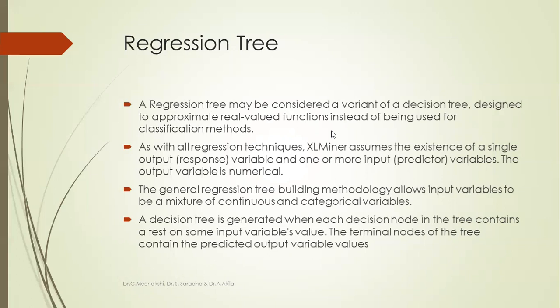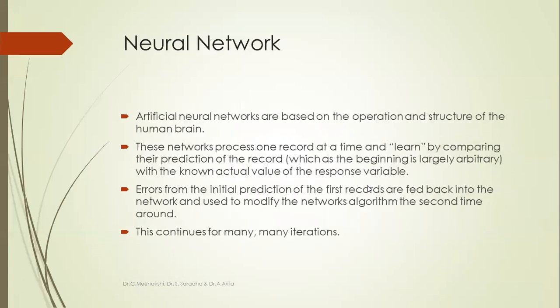As with all regression techniques, Excel Miner assumes the existence of a single output variable and one or more input variables. The output variable is numerical. The general regression tree building methodologies allow input variables to be a mixture of continuous and categorical variables. A decision tree is generated when each decision node in the tree contains a test on some input variable value. The terminal nodes of the tree contain the prediction output of the variable.